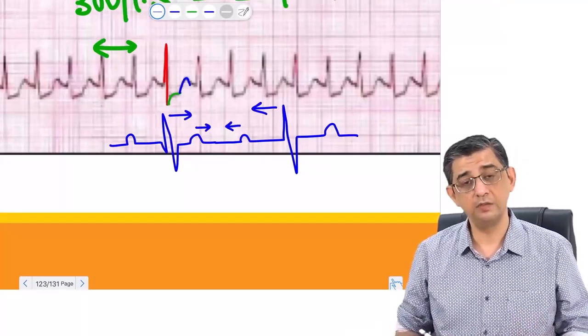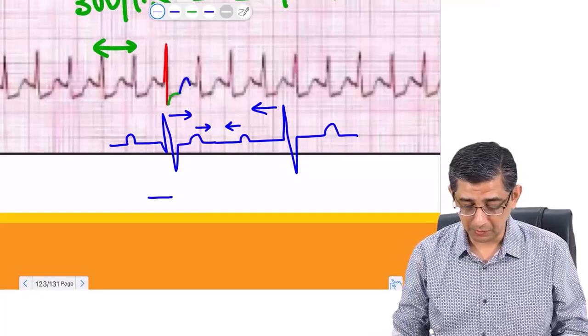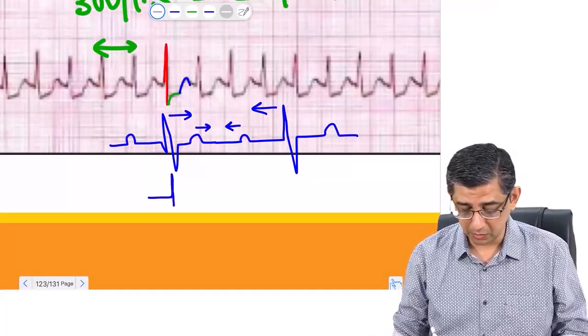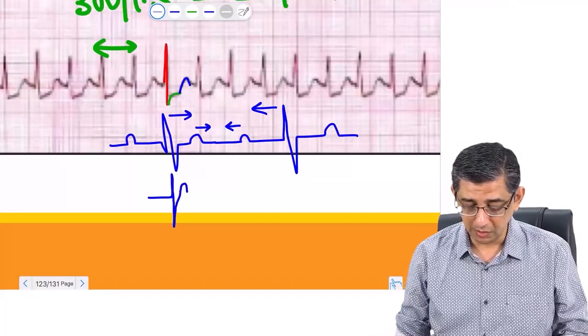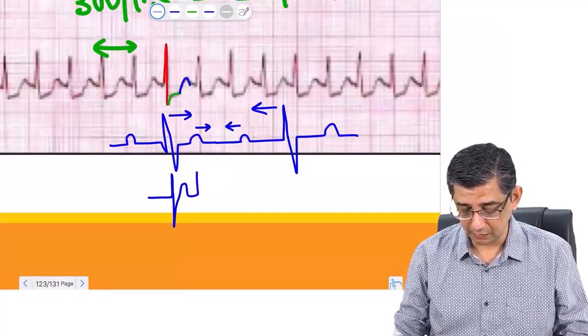Because they will come closer, they will merge. So ultimately the ECG of this patient will shape up like this: a very narrow QRS complex. Then there's a single wave. I'll just highlight that once again.